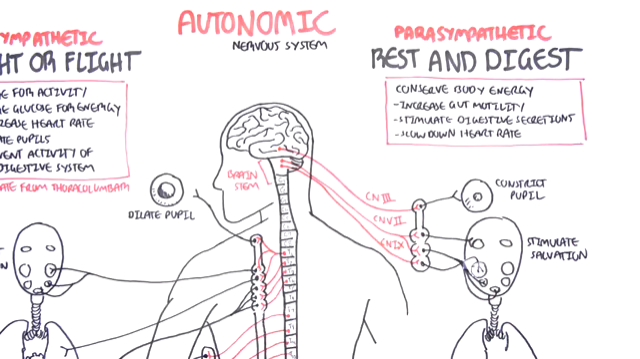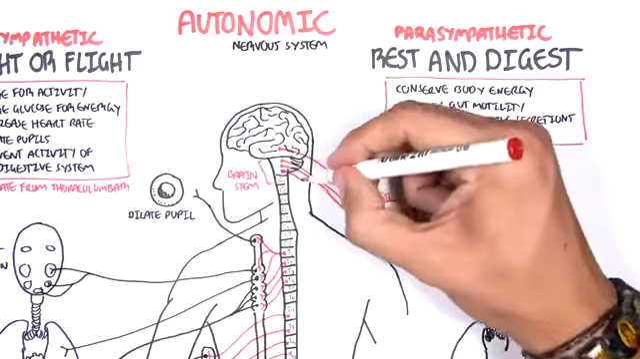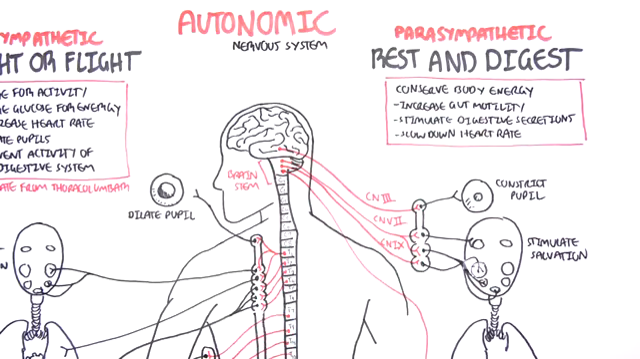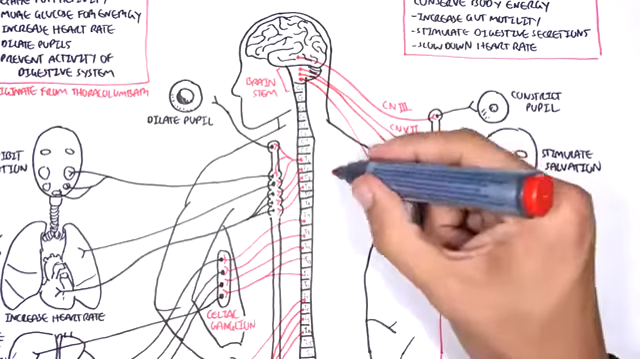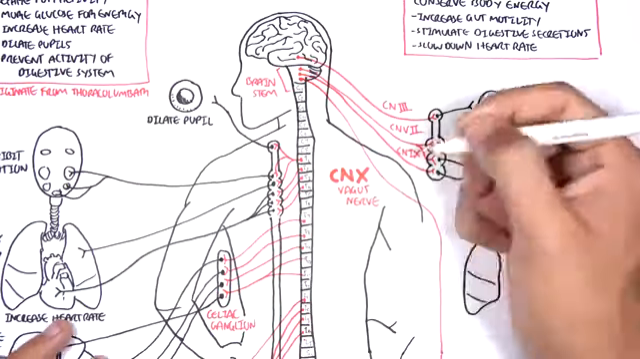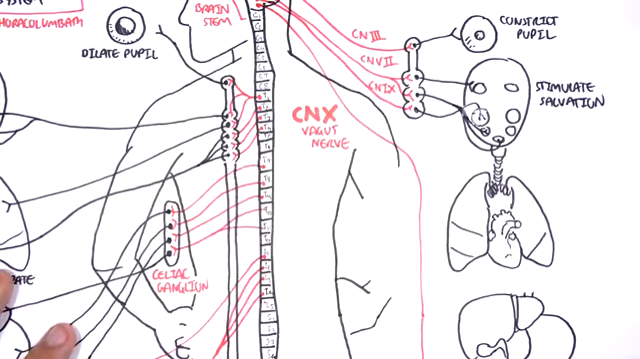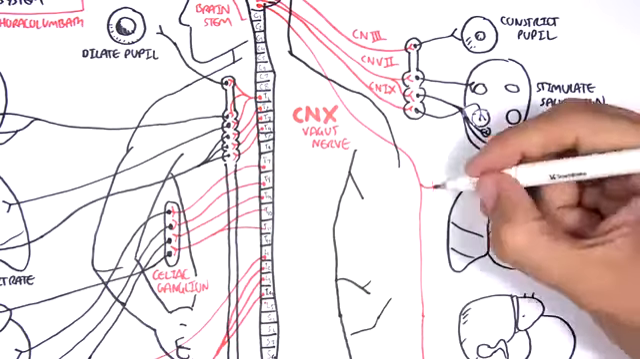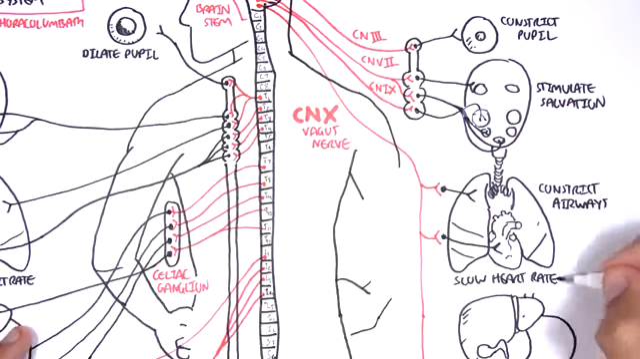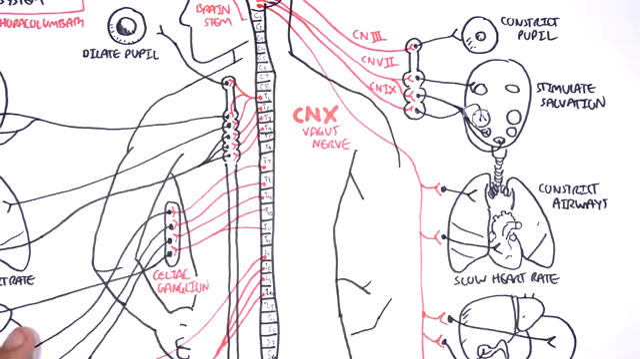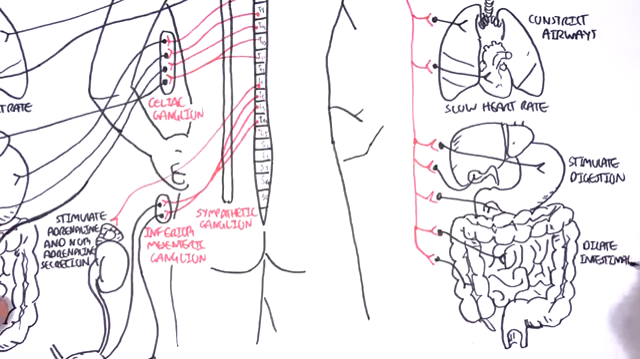A very, very important nerve, which is probably the main parasympathetic nerve, is cranial nerve number 10, also known as the vagus nerve. The vagus nerve literally targets most of the organs and tissues for parasympathetic activity. So it causes constriction of the airways, slowing the heart rate down. It stimulates digestion and dilates intestinal blood flow.